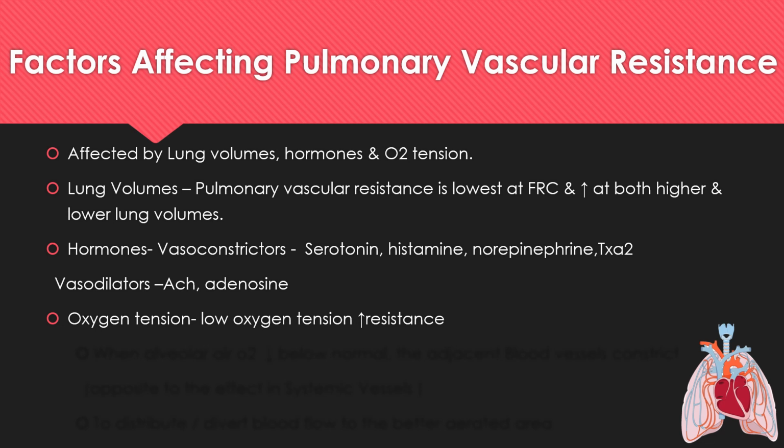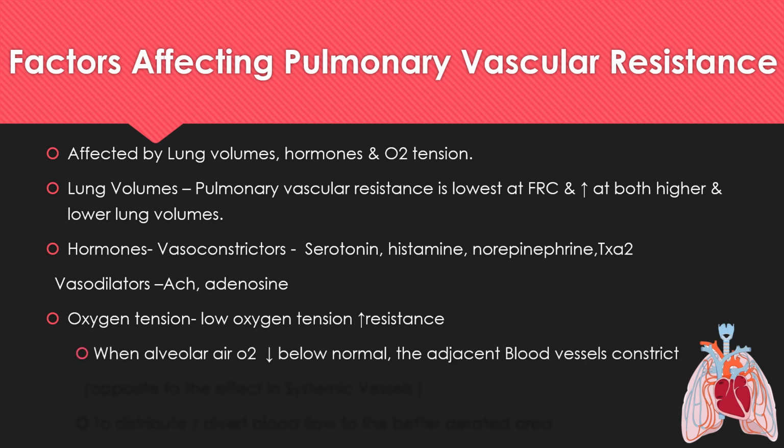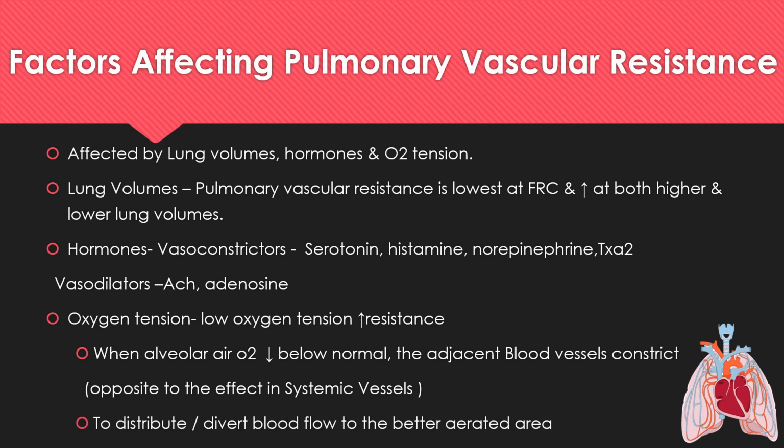Oxygen tension: lower oxygen tension increases the vascular resistance. When the alveolar air oxygen decreases below the normal level, the adjacent blood vessels constrict. This is opposite to the effect in the systemic vessels, and it diverts the blood flow to the better oxygenated area.